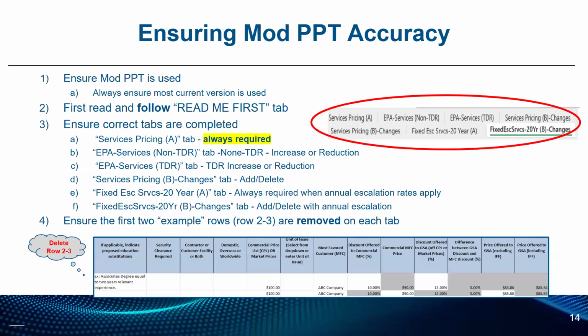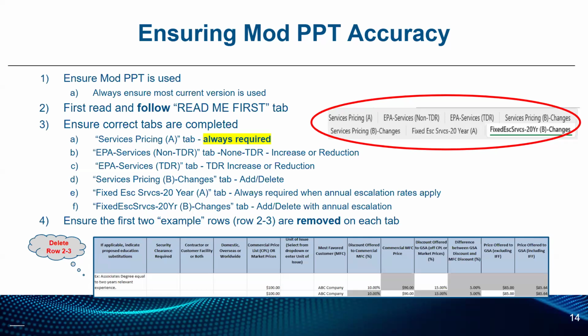Otherwise, your pricing will look very strange when you look at Calc Plus because it's going to use the wrong pricing. So that's really important that when you have a fixed escalation rate and you're adding labor categories in year 5, your services pricing A tab has year 5 pricing for everything, and then that you include the additional labor categories that you're offering in that services pricing A tab with the proposed rate. So those are some things to remember.